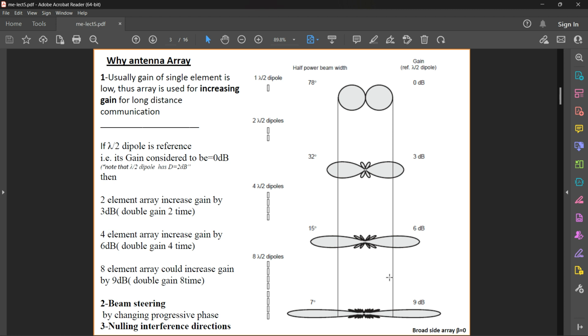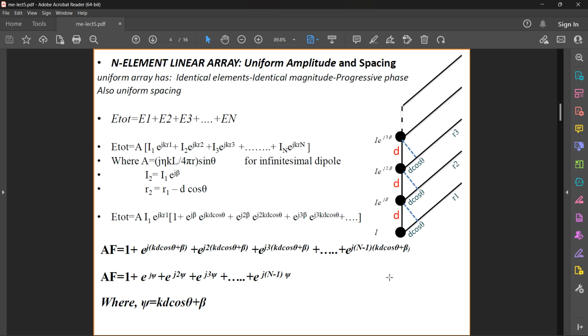So antenna arrays are very useful to have beam steering, that is, to attain directivity as well as to attain high gain. And if you see these arrays, and if we use n number of elements with equal spacing, it will be named as an n element linear array with uniform amplitude and spacing. So identical elements, identical magnitude, progressive phase will be there. It also has uniform spacing.